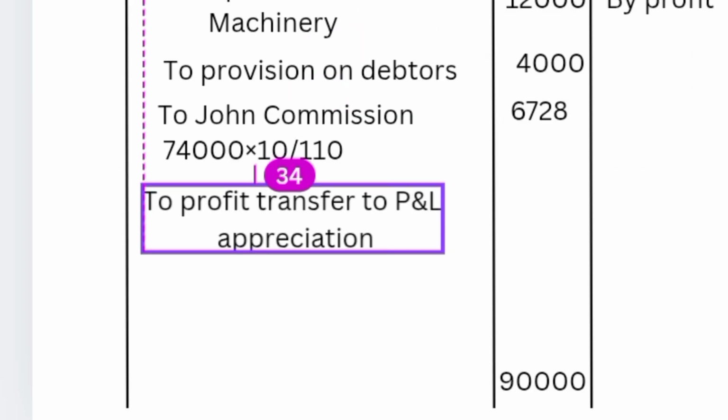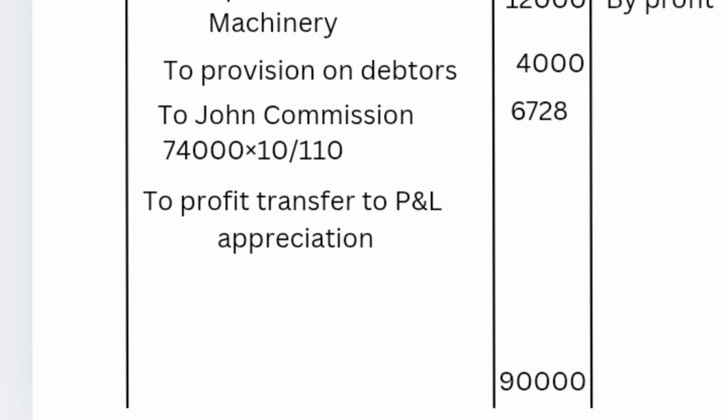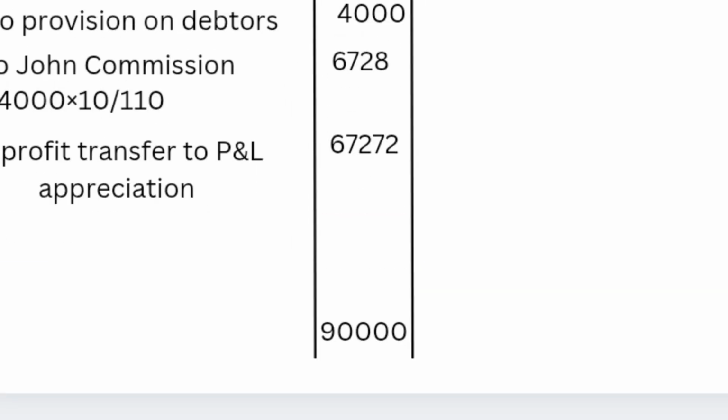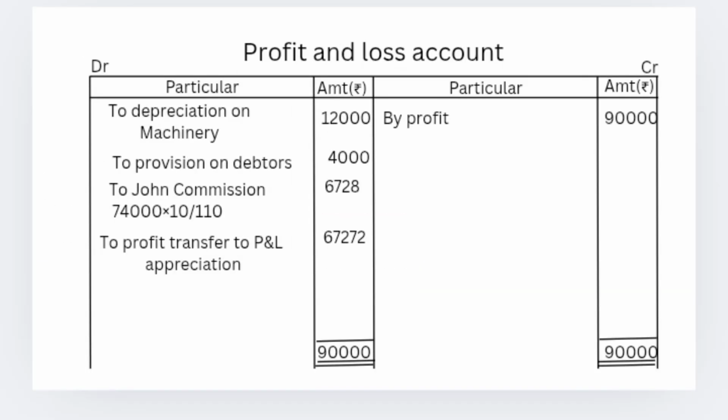So 90,000 minus 16,000, or minus 22,000... 90,000 minus 22,728 is 67,272. Now we finish profit and loss account. Now we move to the profit and loss appropriation account.